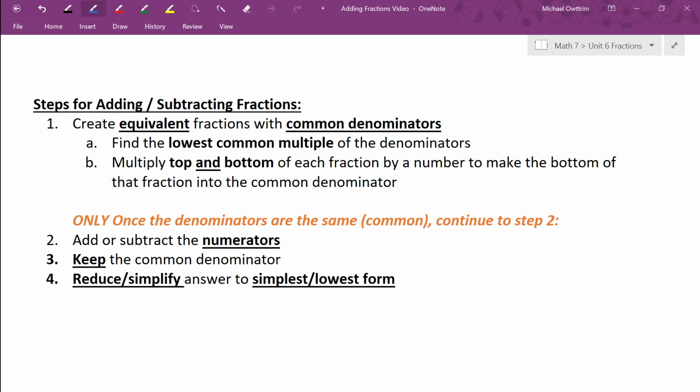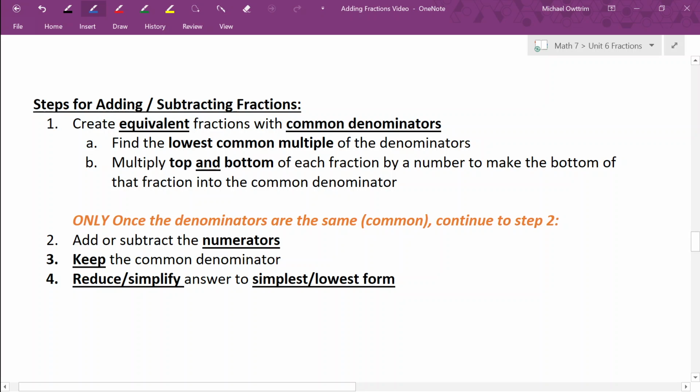Next, we're going to need to make our fractions be equivalent with those common denominators. And to make an equivalent fraction, you have to multiply both the top and the bottom of our fraction by the same number. And we're going to choose that number to make the bottom be the common denominator. Only after we have the numbers on the bottom of our two fractions be the same, we can continue onwards.